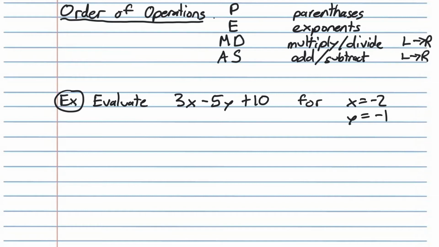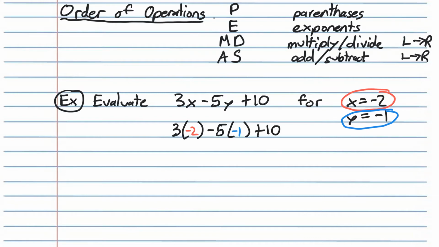Now, the best way to approach these questions is before you do anything, just go through and replace your variables with open sets of parentheses. That way we can stay organized and we can see exactly what's going on. Then all you have to do is put the appropriate number in the correct location. So we know x is -2, so I want to put that in there. And we know y is -1, so I want to put that in there.